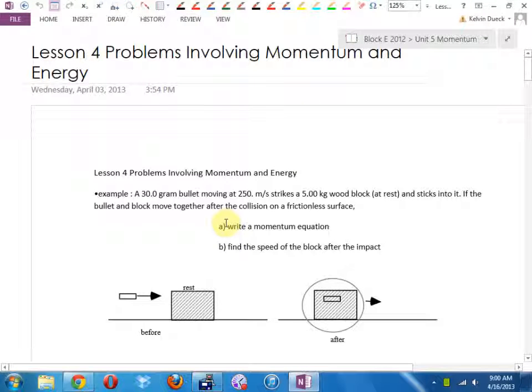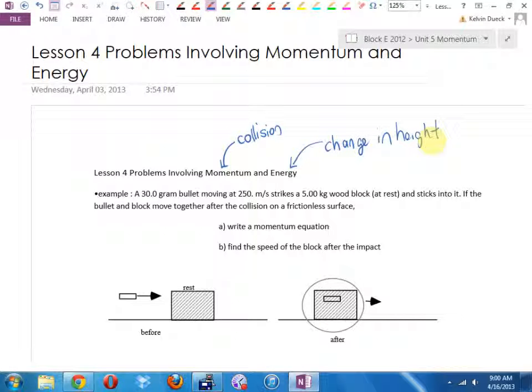So lesson 4, the heading is problems that involve momentum and energy. Little note, you can draw an arrow involving momentum, collision, and energy. Change in height. Is there a change in height? Is there a change in speed? That's a job for conservation of energy. Is there a collision? That's a job for momentum. Is there both? This is a job for both.